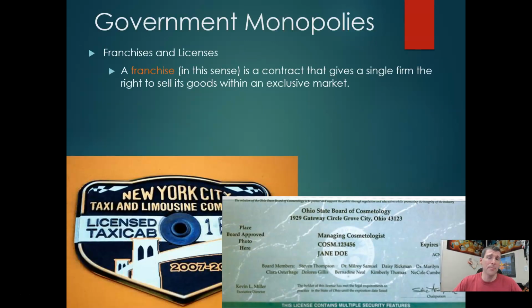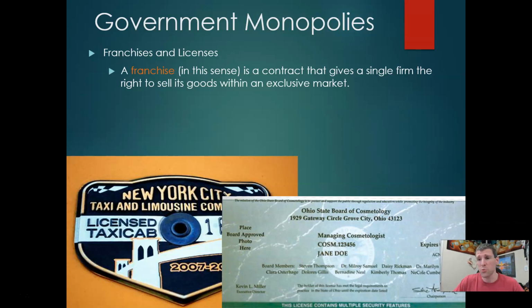Another type of government monopoly is franchises and licenses. A franchise, don't think of this as being like the business franchise we talked about in the last unit. A franchise in this sense is when a government gives a contract to a certain provider or vendor or company to do something. They give them exclusive access.